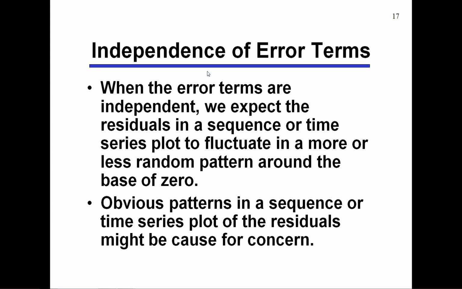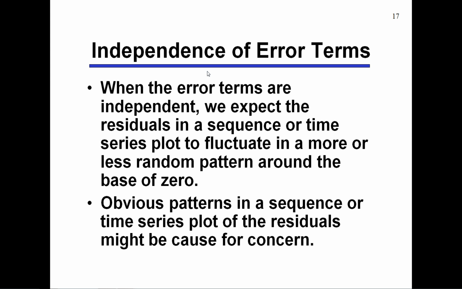Now, one of the other assumptions we make about our random error terms is that they are independent. Remember, we have independent, normal, random variables with a mean of 0 and constant variance sigma squared. That's the assumption that we make about the random error term.